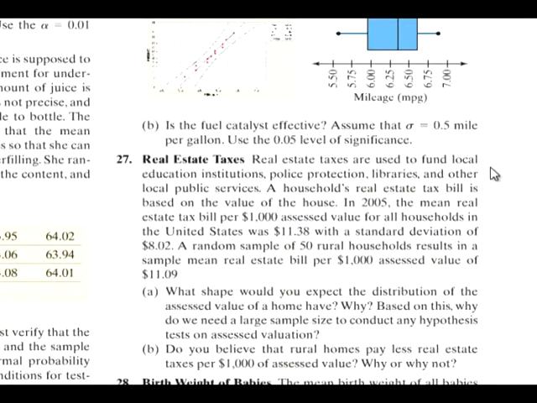Real estate taxes are used to fund local education institutions, police protection, libraries, and other local public services. A household's real estate tax bill is based on the value of the house. In 2005, the mean real estate tax bill per $1,000 assessed value for all households in the United States was $11.38, with a standard deviation of 8.02. A random sample of 50 rural households results in a sample mean real estate bill per $1,000 assessed value of $11.09.